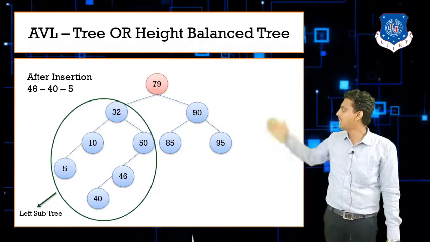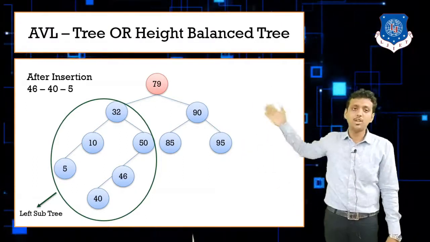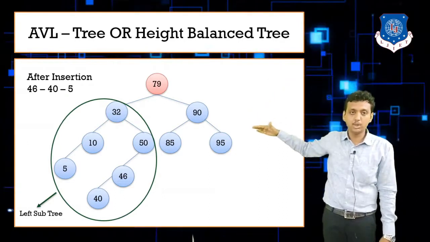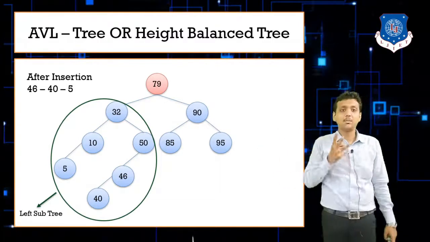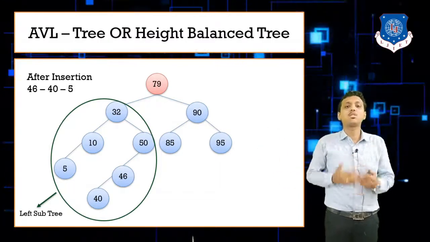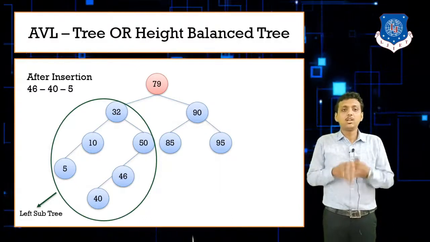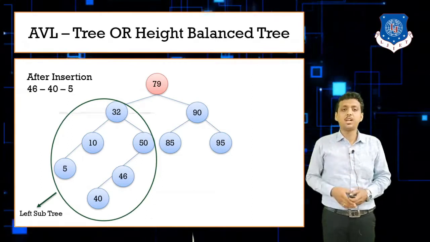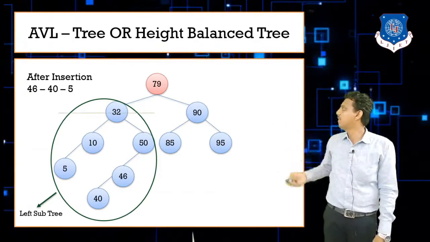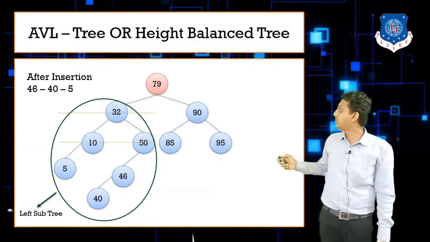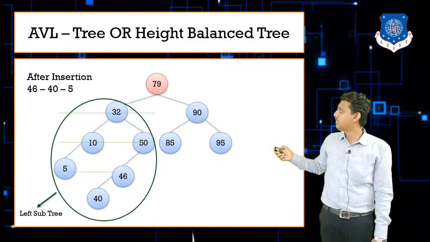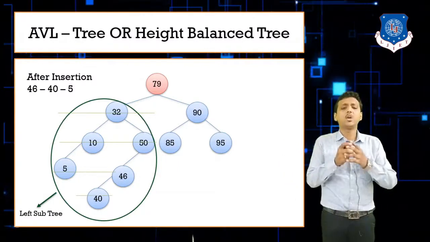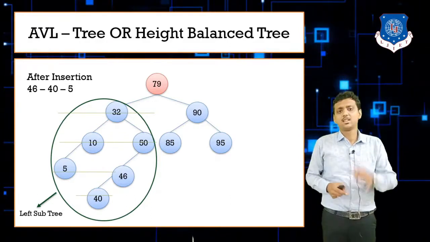Since how many levels are there total? For the left subtree, how many levels are there? See, 32 is at one level, 10 and 50 are at another level, number 2. Now 5 and 46 are at number 3, and 40 is at the next level. So here we have 4 levels. That means the height of the left subtree is, students, 4. See, 32 is 1, then we have 10 and 50, then 5, then 40. So here the height of the left subtree is 4.